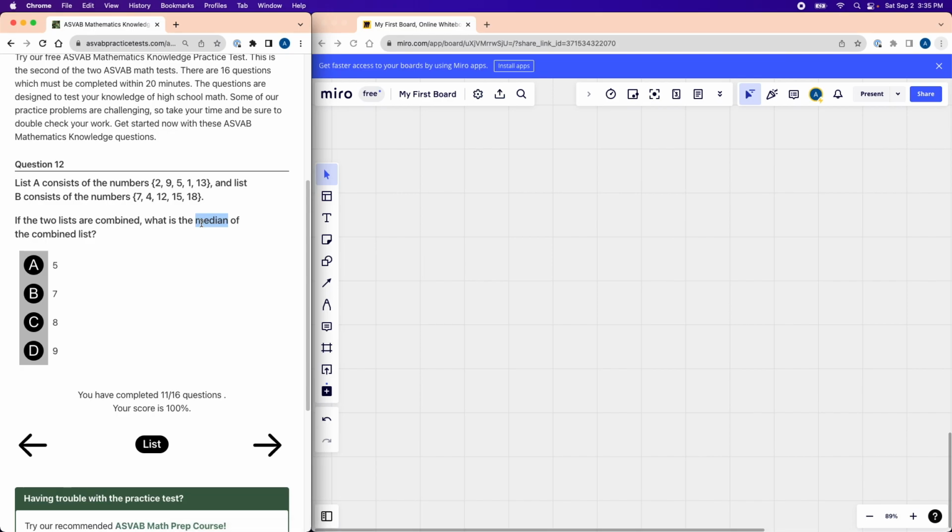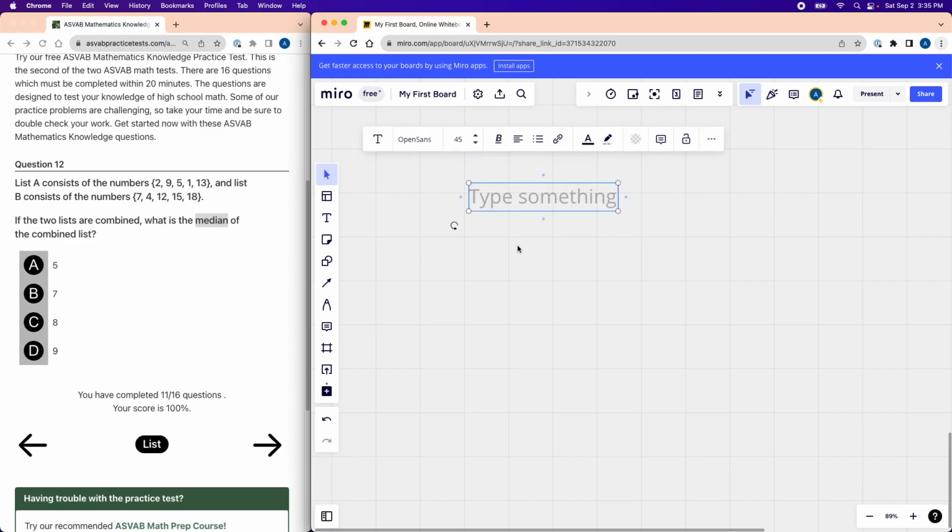The median, remember, is the middle number. If you sort the numbers from smallest to largest, what number lands right in the middle. And the mode is the number that occurs the most often in your data set. In this case, we are looking for the median, so we want to find the number in the middle. So I'm going to write both these lists out as one big long list: 2, 9, 5, 1, 13, 7, 4, 12, 15, and then 18.